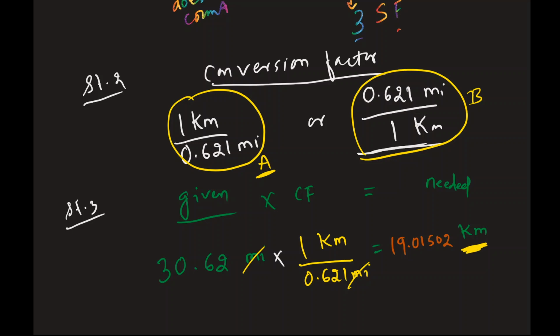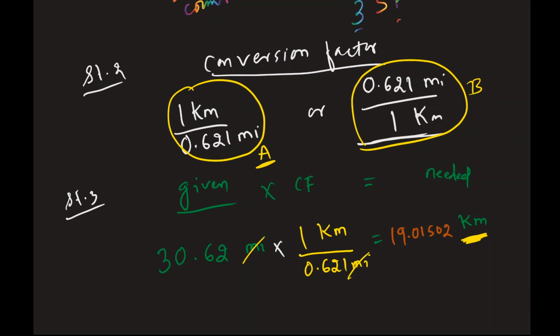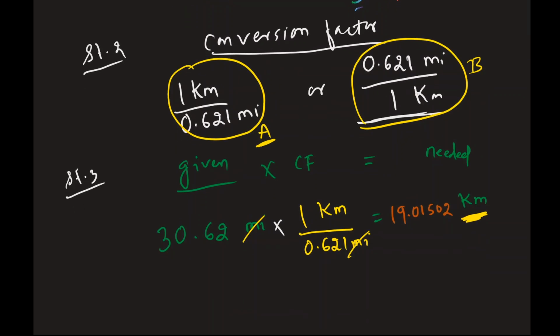0.1502 kilometers. Sounds good so far? Okay, so at this point, this is not going to be the exact correct answer, so you have to write the correct answer. Now you have to look into the sig figs. This is our measured number. This is 4 sig figs.